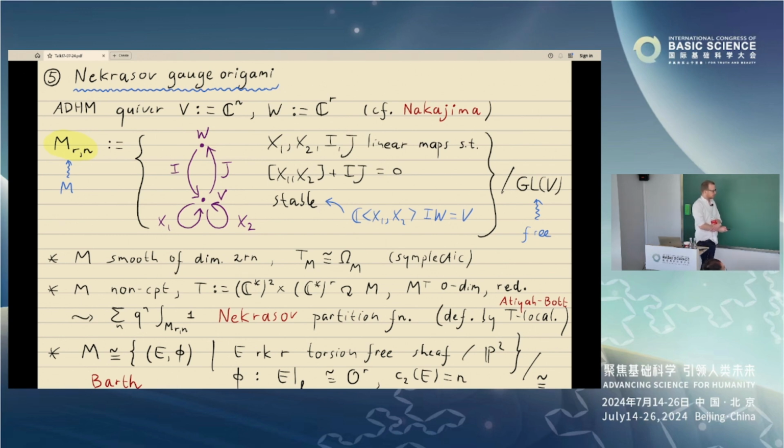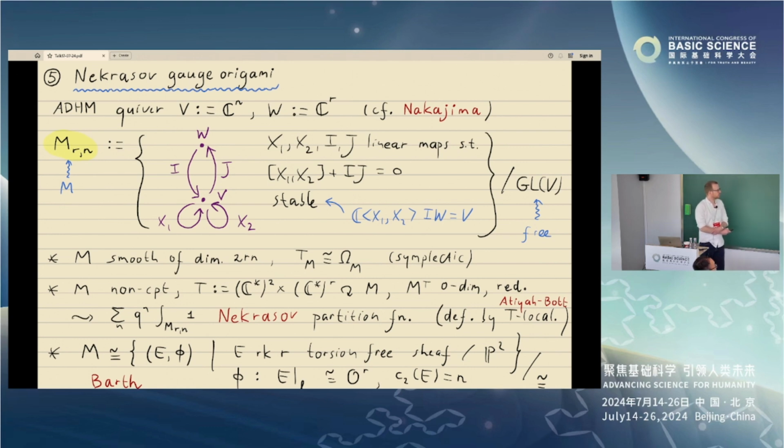It is non-compact. However, there is a big torus acting. We have a (C*)^2 acting on the loops and a (C*)^r acting on W by the diagonal action. And under this huge torus, the fixed locus is zero-dimensional and reduced. So then we can form what's known as the Nekrasov partition function, or a version of it. We can equivariantly integrate 1 over M(r,n) and put them into a generating series. So this is a building block for many other invariants that are of interest in gauge theory or enumerative geometry.